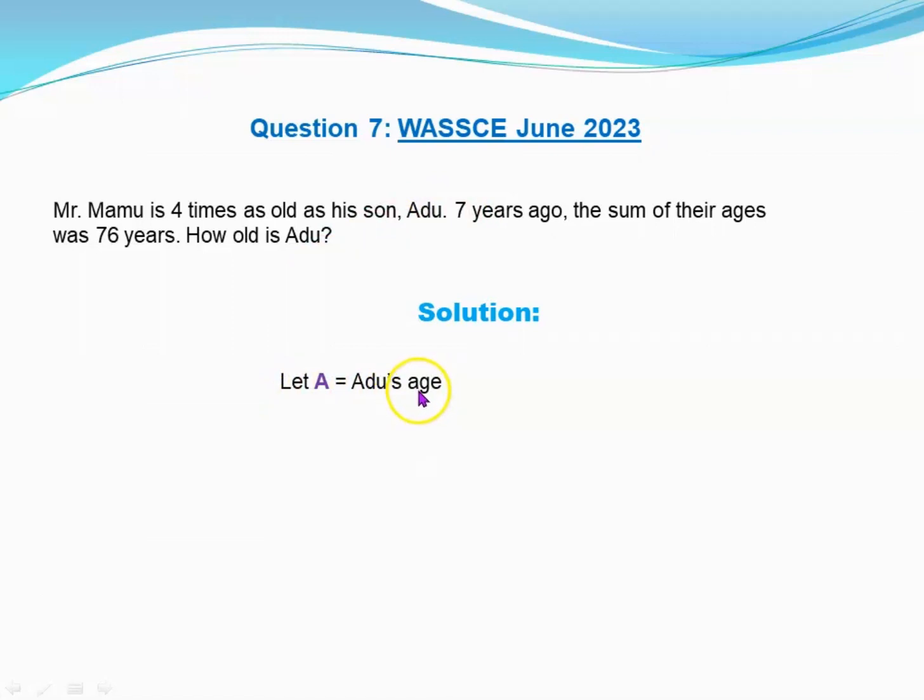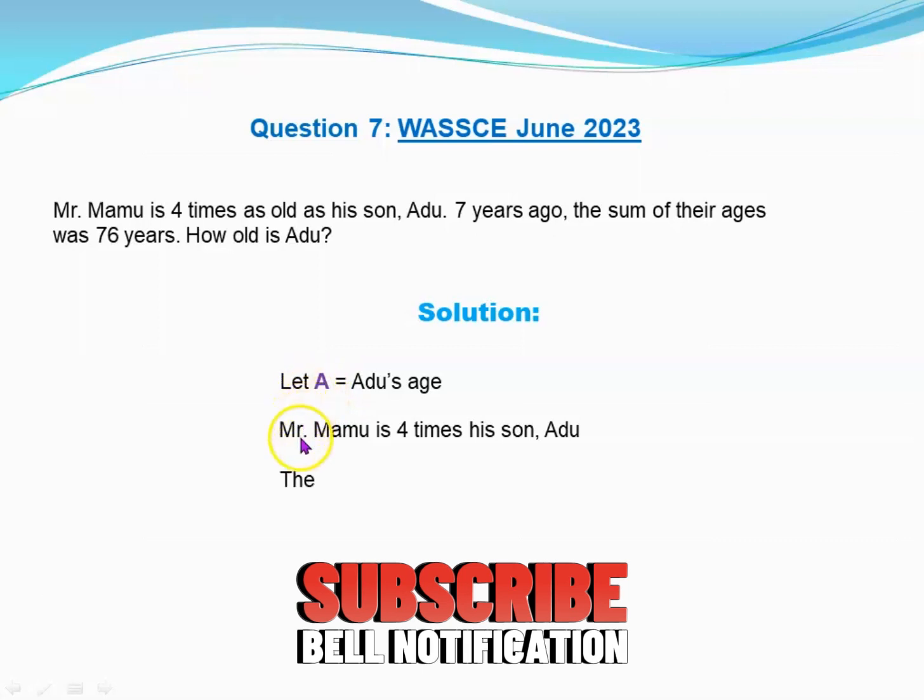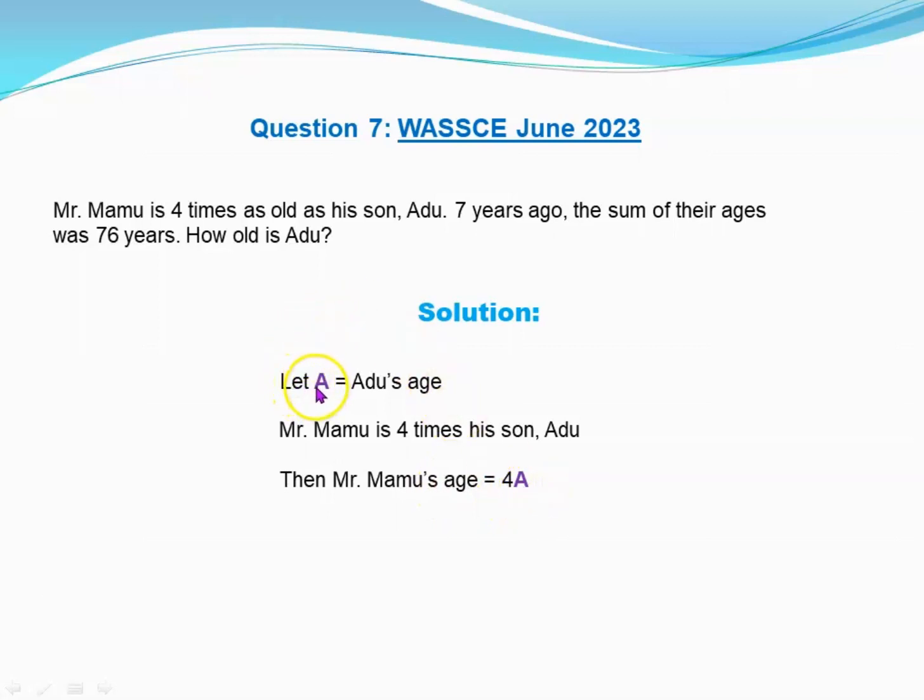Right. Now, we don't know Hadu's age, but the question says Mr. Mahmoud is 4 times as old as his son. Now, you see that Mr. Mahmoud is 4 times his son's age, right? And we see that Hadu's age, which is his son, is A, right? Then, Mr. Mahmoud's age now will be equal to 4A. Why? Because his son is A, and the question says he is 4 times as old as his son Hadu, right? The second sentence says 7 years ago, right?